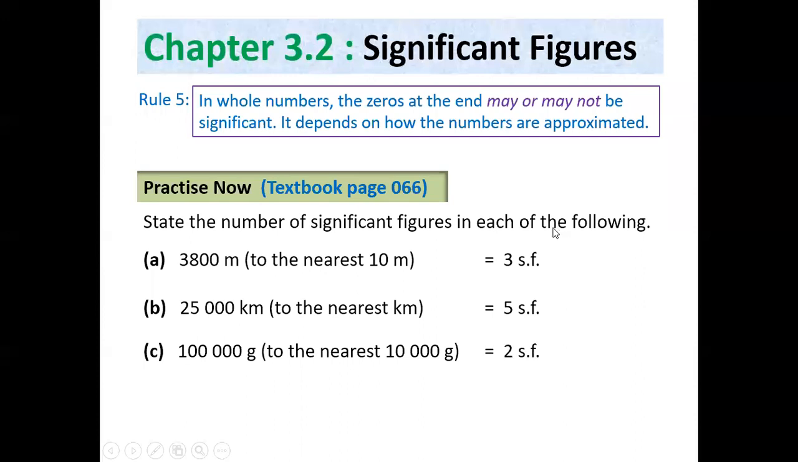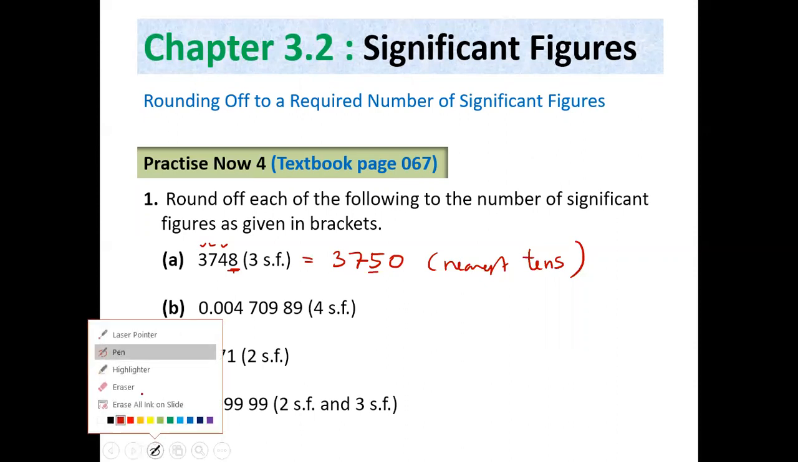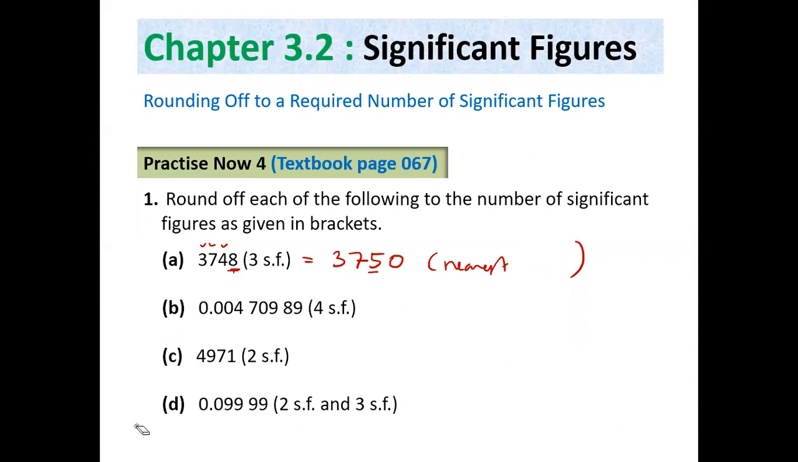Right, there you go. How about this? Round to three significant figures. You stop at 1, 2, 3. So it's supposed to be four significant figures, right? But you have to stop here. So 3, 7, 4. You look at this 8. Again, you have to deal with the rounding. 8 increases the 4. 5, 0. And you have to write it down: nearest 10. Why? Because we stop at the 5, at the place value of 10, right?